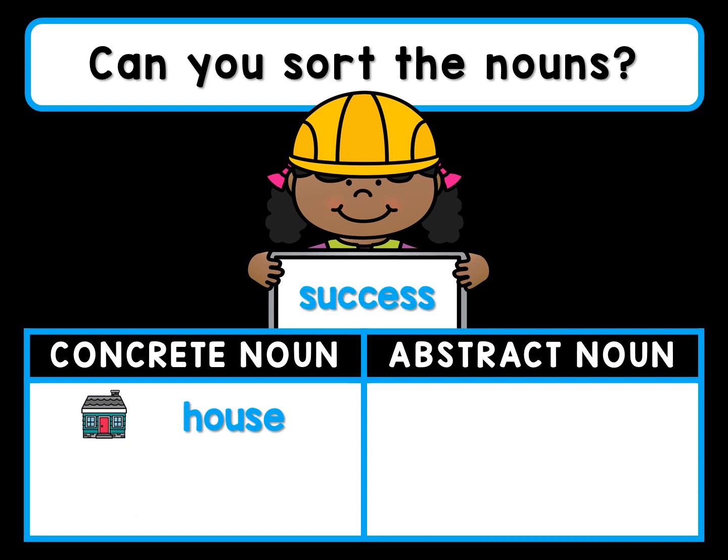Success. I can have a feeling of success, but I can't pick it up. I can't taste it. I can't touch it. I can't use it with my 5 senses. So that has to be abstract. Friendship. I can experience friendship, but I can't use my 5 senses on it. So that has to be an abstract one.